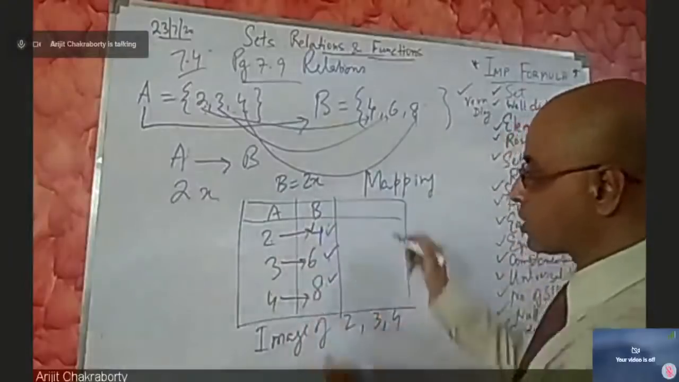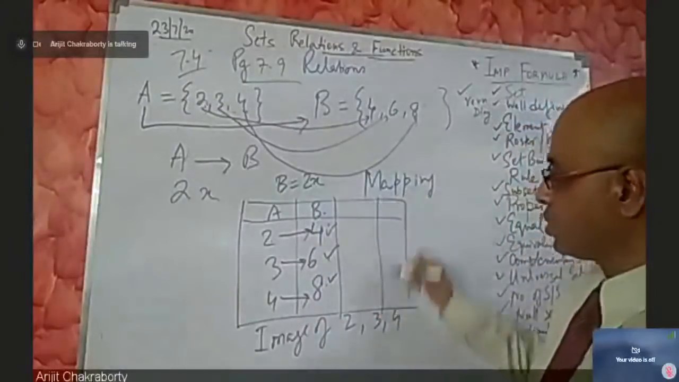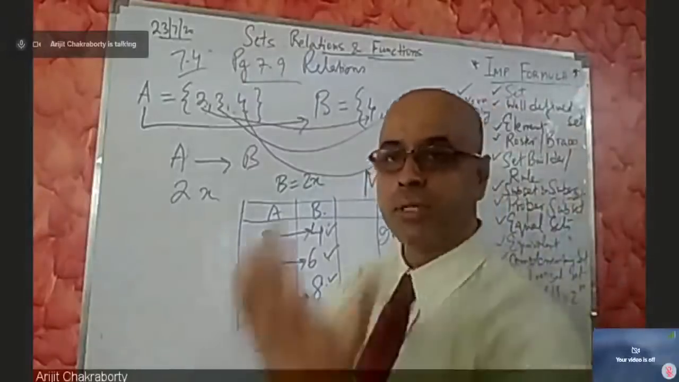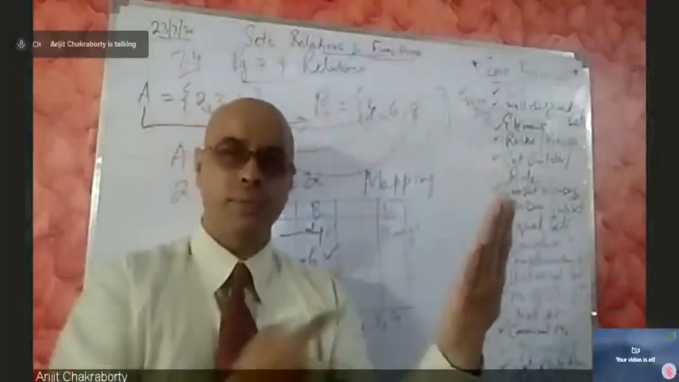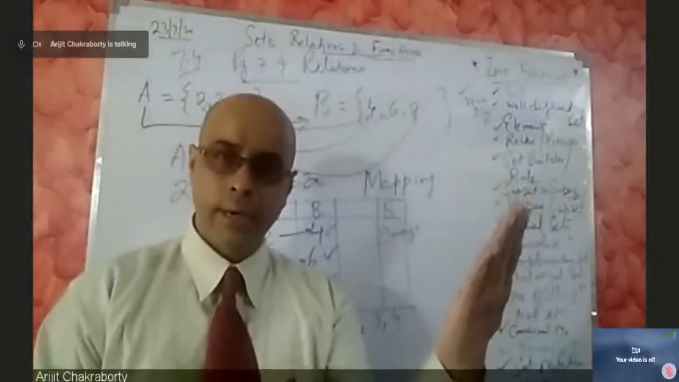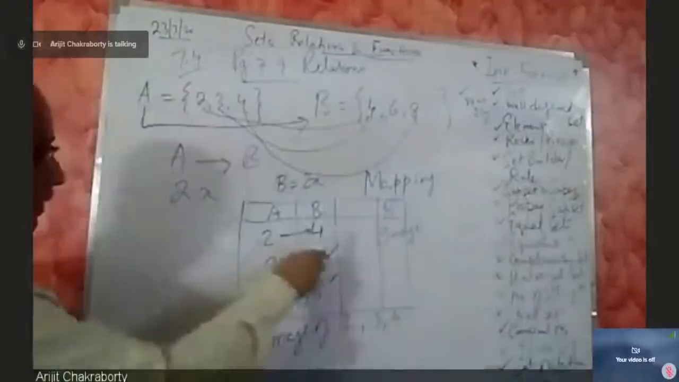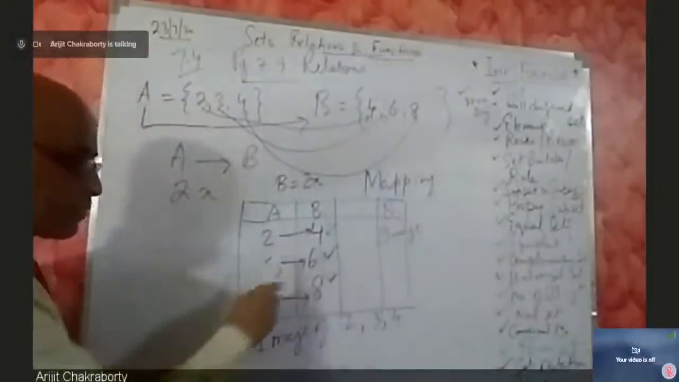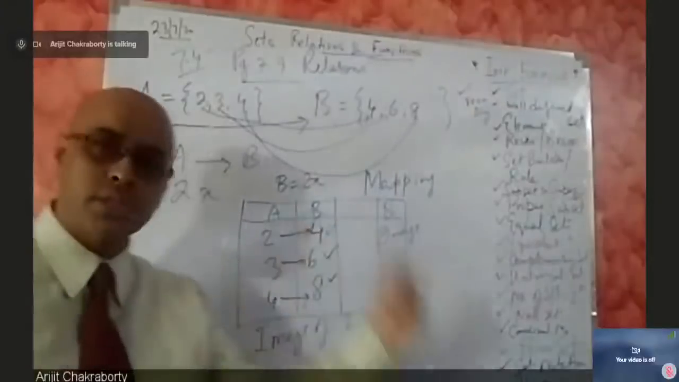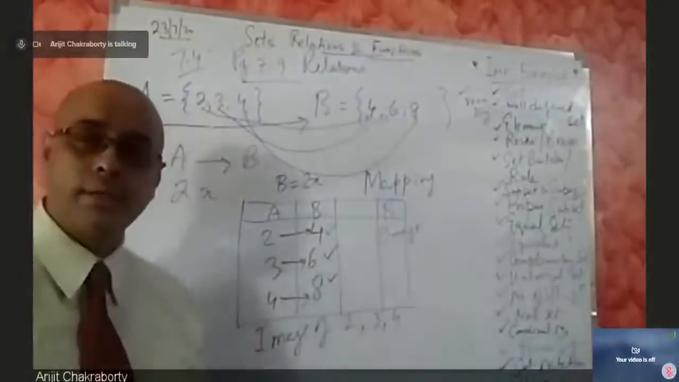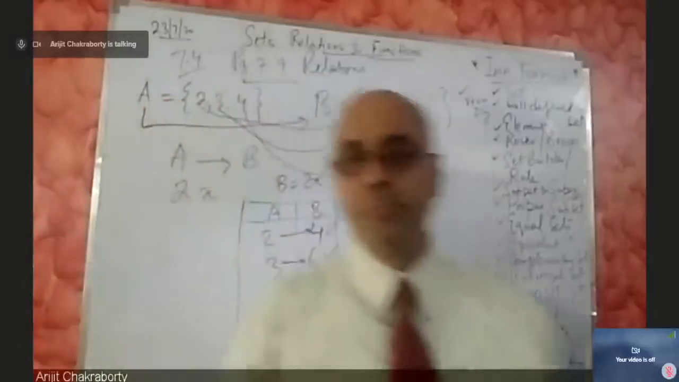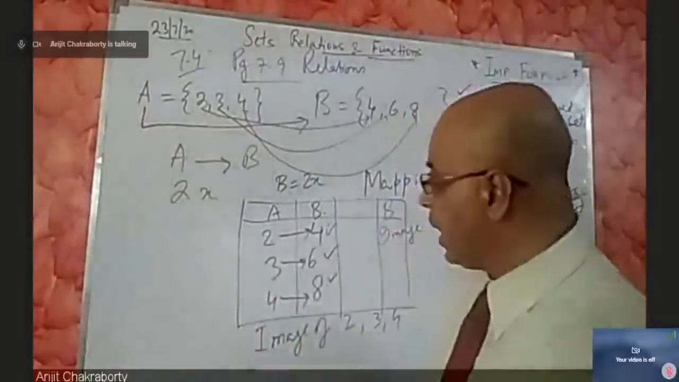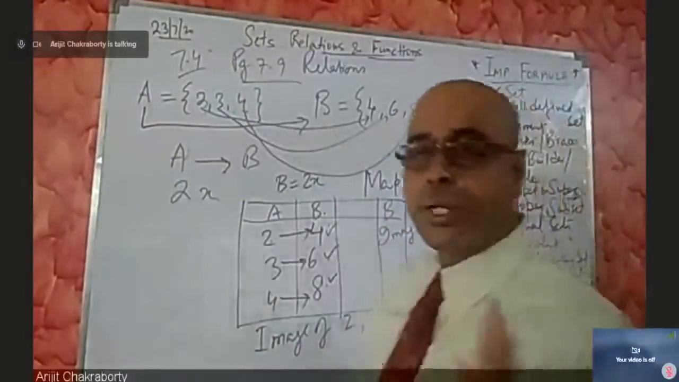So column B is called the image column. Image means reflection. Okay? So 2 is linked with 4, so 2's image is 4. 3 is linked with 6 because 3 into 2 is 6, so 3's image is 6. And 4's image is 8. So the column B which you see here is called the image column.